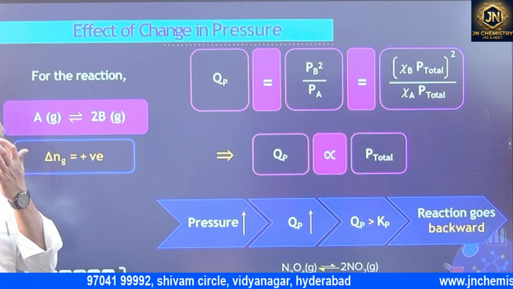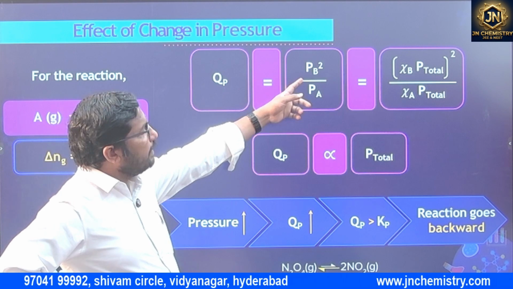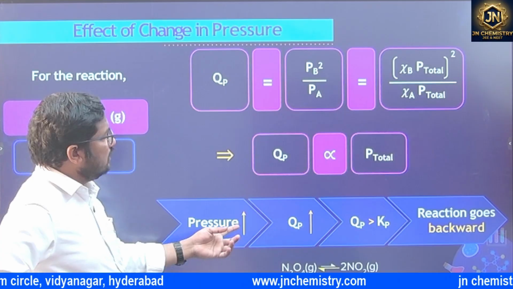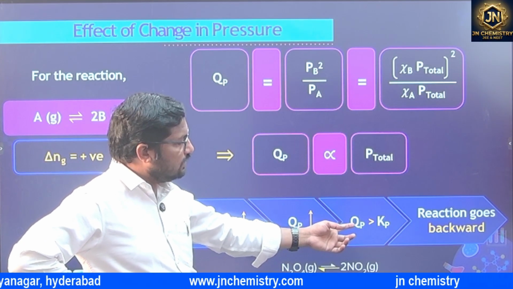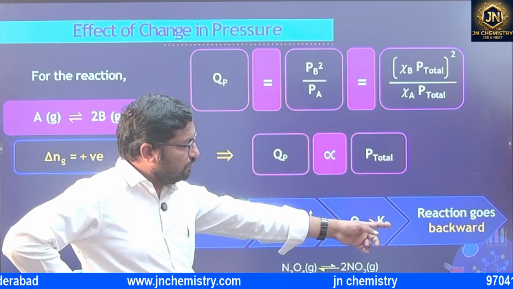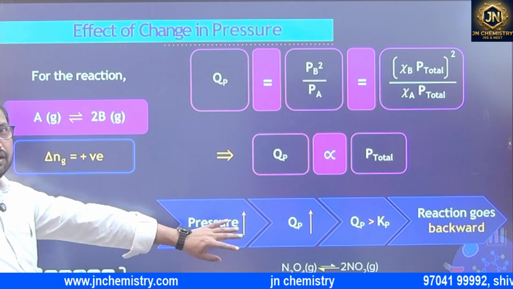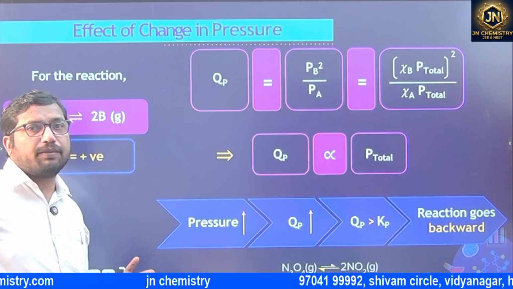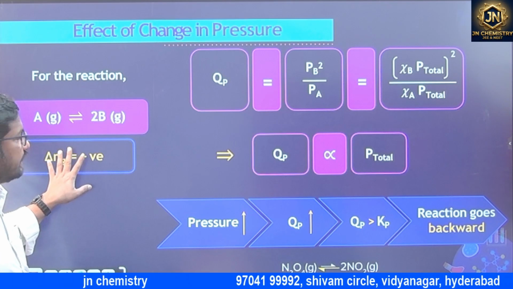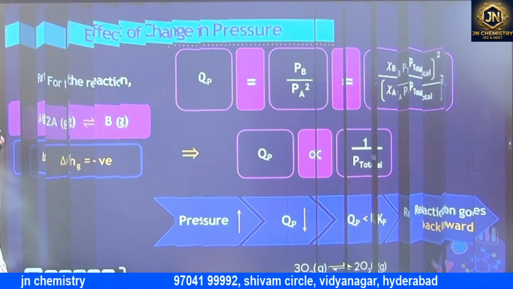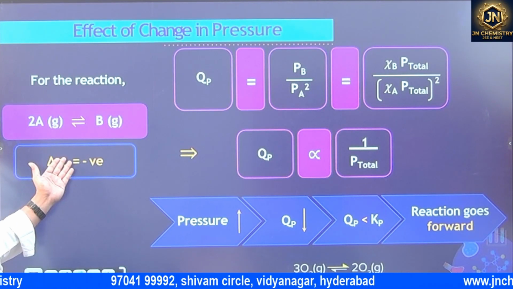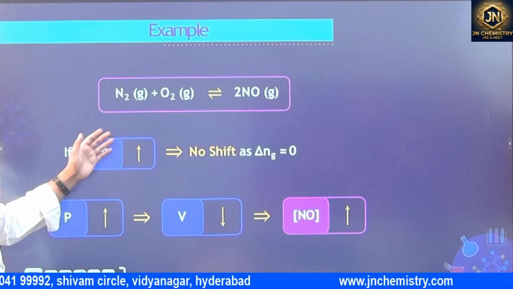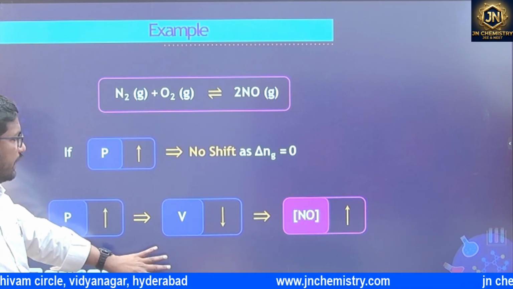If you are increasing the pressure, Qp is directly proportional to the total pressure P. If pressure increases, Qp increases. Qp increases means Qp is greater than Kp, so the backward reaction takes place. In terms of that also we can say it, otherwise directly I told you: if you are increasing the pressure, more number of moles to less number of moles. By seeing the equation we can say simply. In this case, the forward reaction takes place, more number of moles to less number of moles. In this case, no shift because the number of moles on both sides is equal.